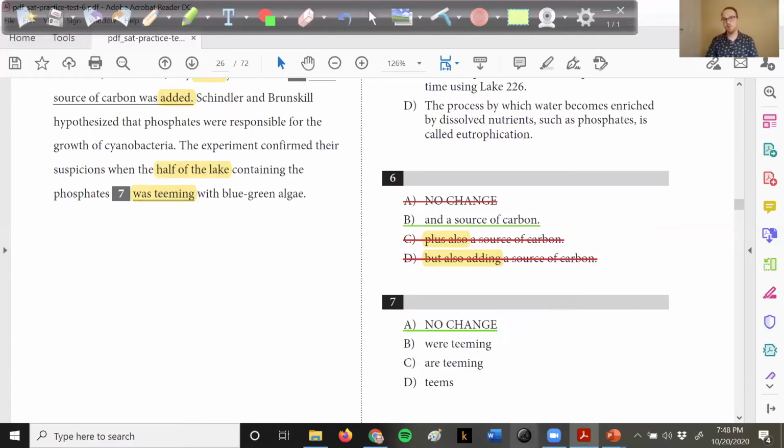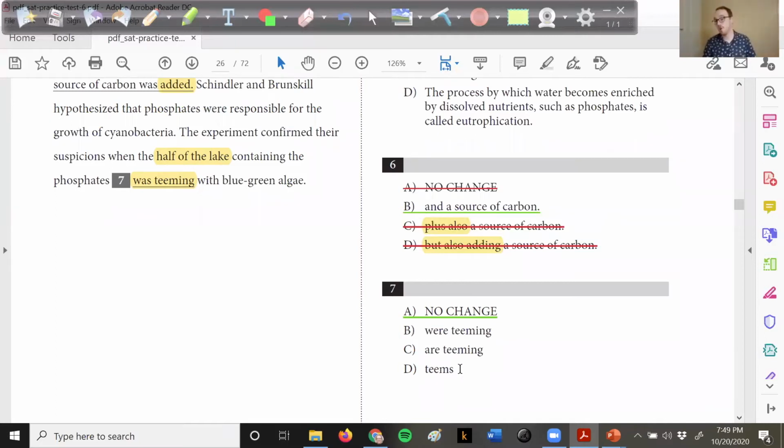Half of the lake were teeming doesn't make any sense. Half of the lake are teeming, and half of the lake teems would make sense if we were writing in the present tense. But you see, we're writing in the past consistently: confirmed, and were responsible. All of this happened in the past. So hopefully that lake isn't still currently teeming with blue-green algae. I hope that Schindler and Brunskill got out of there. But it was teeming at the time.